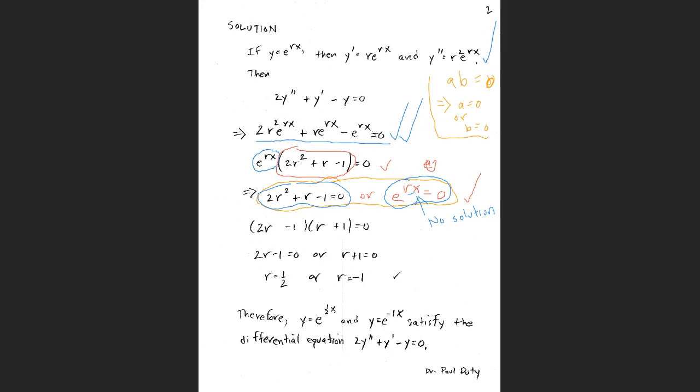So if we factor that polynomial equation, we get r equals 1/2 or r equals -1. And therefore, y equals e to the 1/2 x and y equals e to the negative 1x, those two equations satisfy this what we call second order differential equation. It's called second order because the highest derivative in the differential equation is a second derivative. So this is a second order differential equation, and we end up getting two solutions.